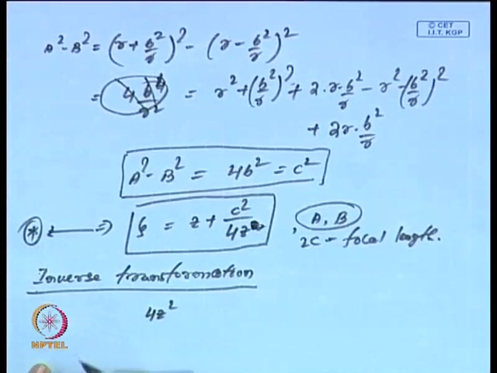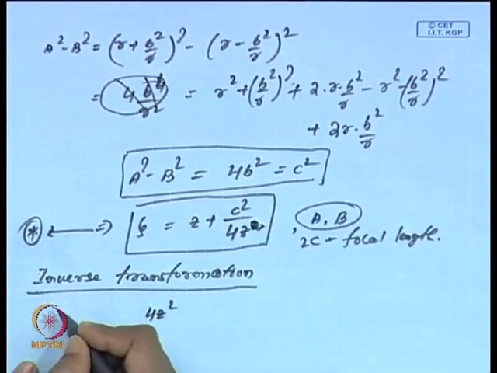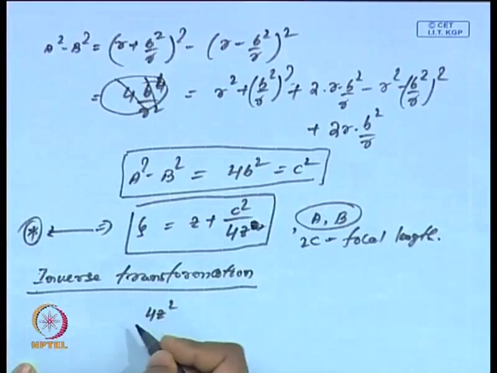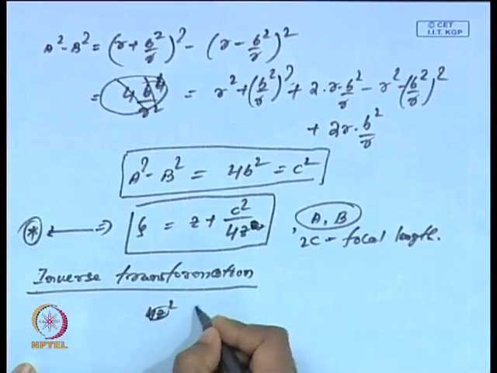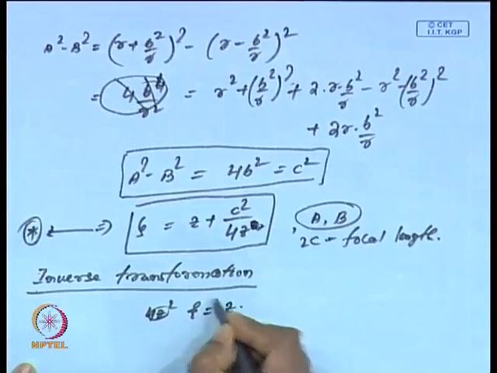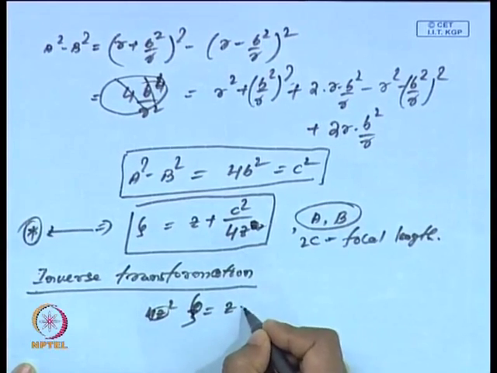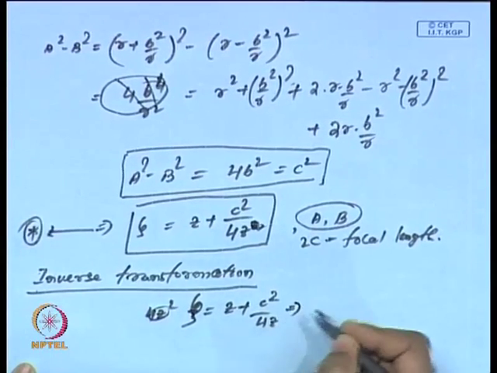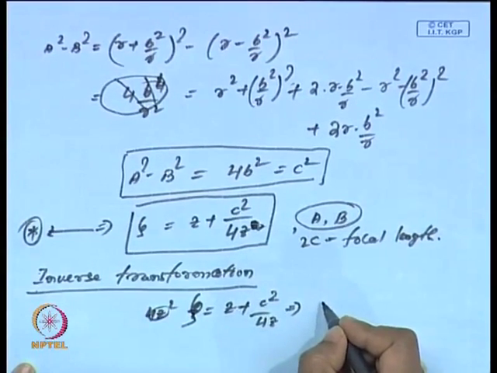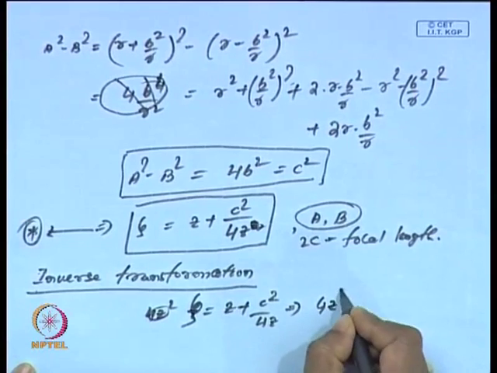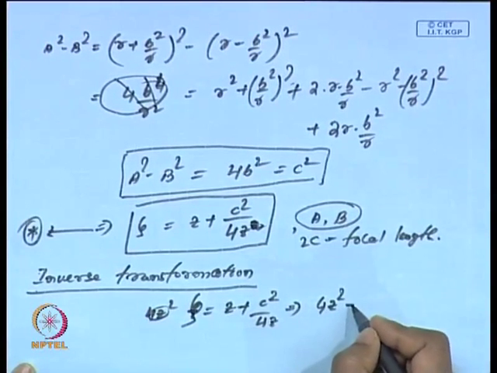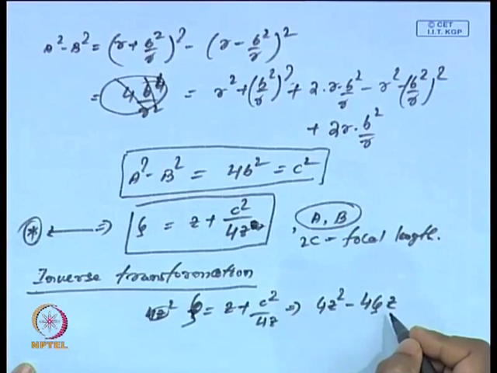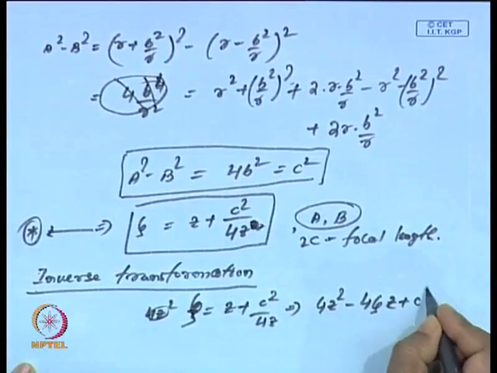So, we have zeta equal to z plus c square by 4z, which implies I will get 4z square minus 4 zeta z plus c square equal to 0.